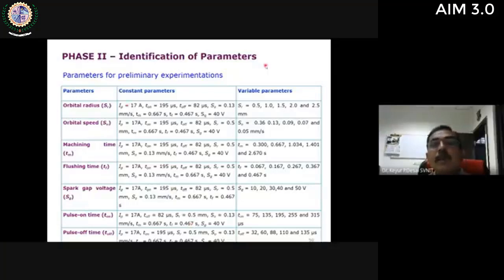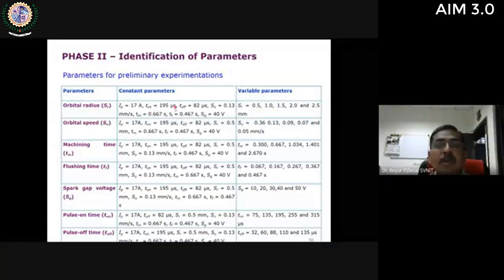So then we identified the parameters for preliminary experiments using radial tool actuation. These are the parameters varied, and the rest of the parameters were kept constant. They are also enlisted. So we studied orbital radius, orbital speed, machining time, flushing time, spark gap voltage, pulse on time and pulse off time.